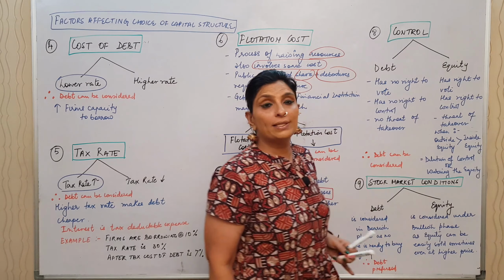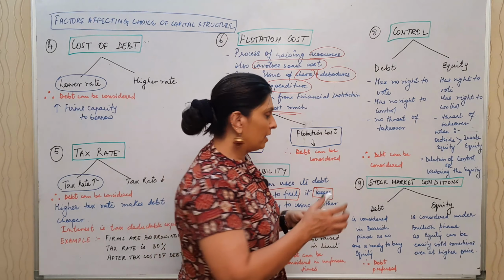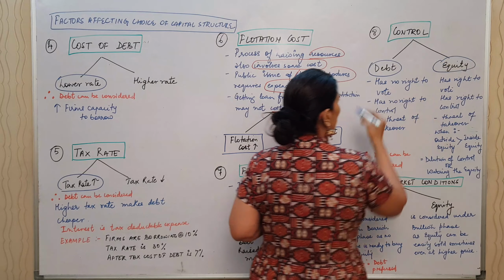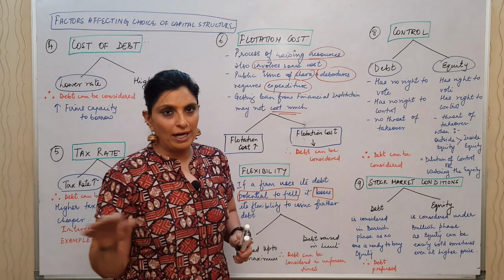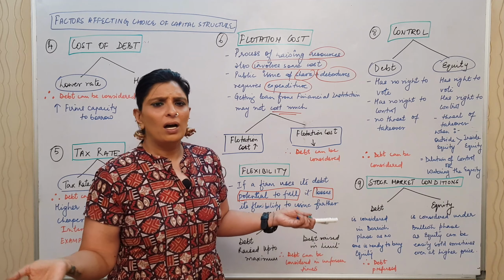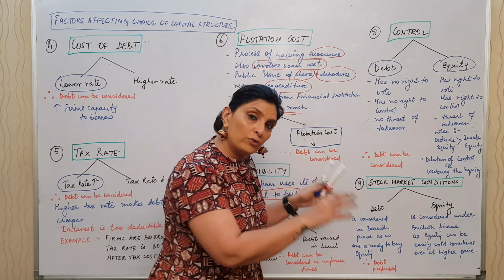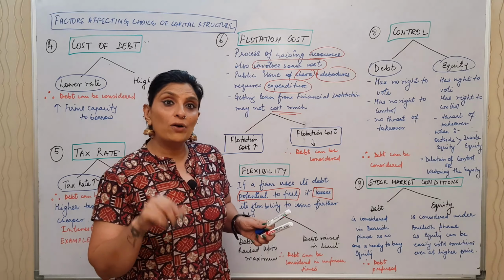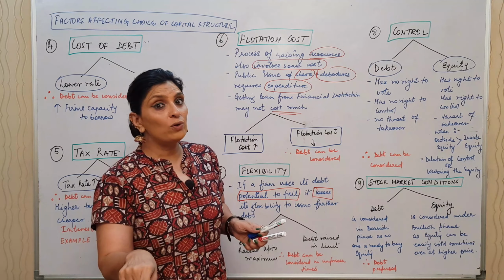Next we come to control. Now, we know it very clearly when we talk about debt and equity. Debenture holders have no right to vote, no right to control, and they have no threat of takeover. Why? Because we have to pay them their interest, whatever it is. Either we have to borrow from somewhere else, we have to pay them. Yes, they don't have the threat of takeover, but they have a threat of insolvency. They can declare you insolvent. So we never go to that extent.